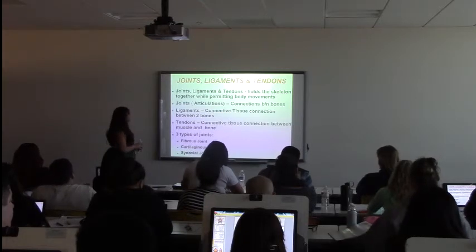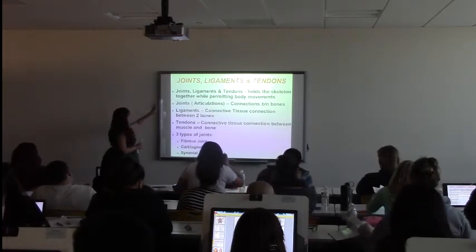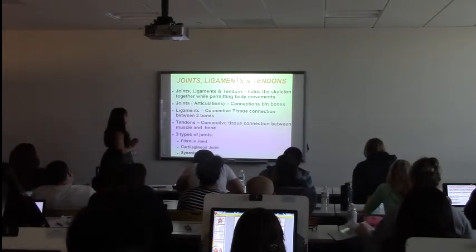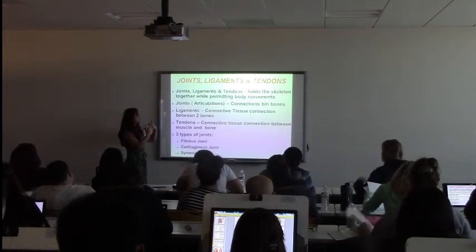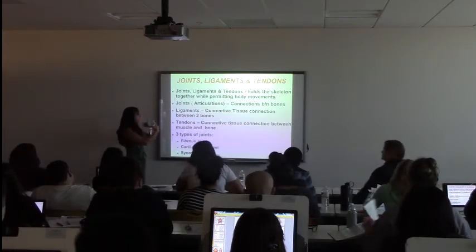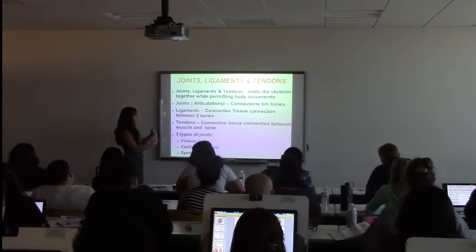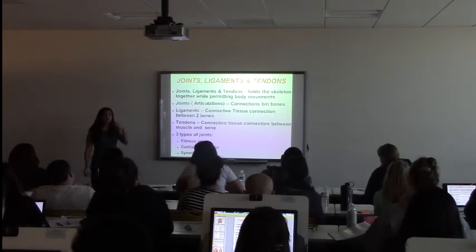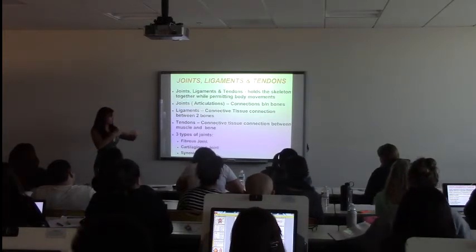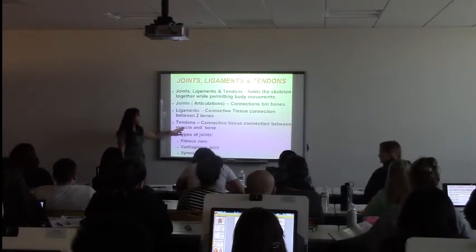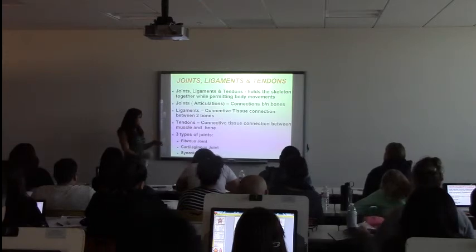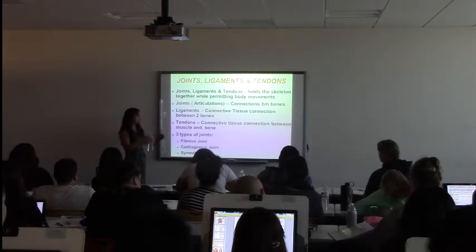Joints, ligaments, and tendons. Basically, joints, ligaments, and tendons hold the skeleton together by allowing movement to occur. Joints are articulations. This is where 2 bones are connected, facing each other, and there's movement. Ligaments are connective tissue which connects 2 bones together, holds 2 bones in place. Tendons are connective tissue found between muscle and bone. Okay? I mean, it connects the muscle and bone.